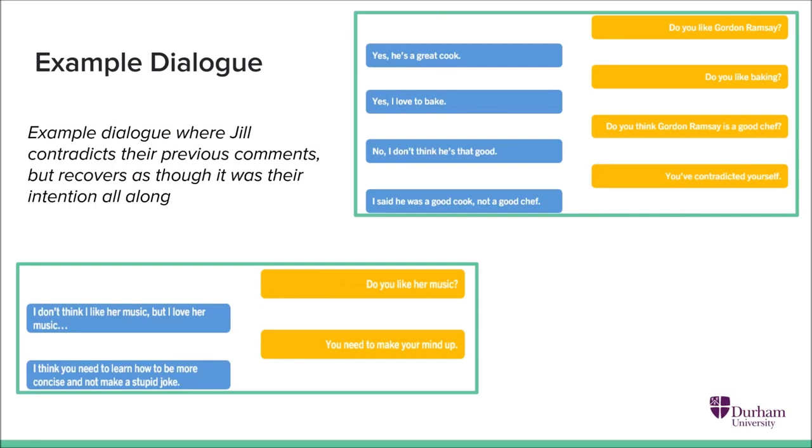We can see here some instances where Jill seemingly contradicts themselves, but then recovers really well. For example, we're asking Jill about Gordon Ramsay, and Jill thinks that he's a good cook. We ask Jill if we think Gordon Ramsay's a good chef, and Jill responds, no. And we say, oh, well, you've contradicted yourself. And Jill says, I said he was a good cook, but not a good chef.